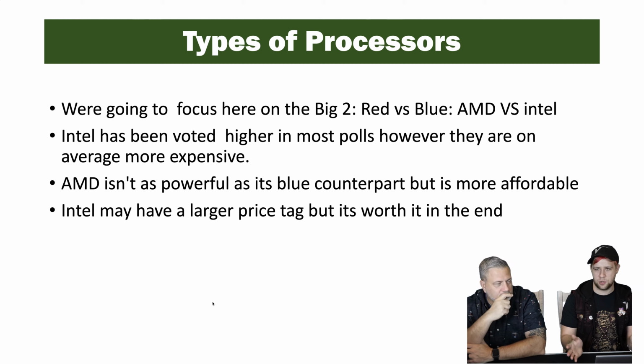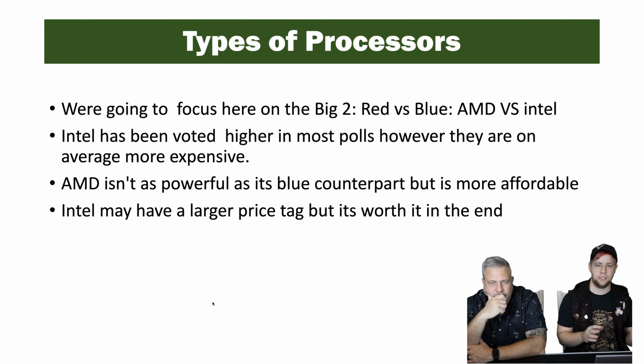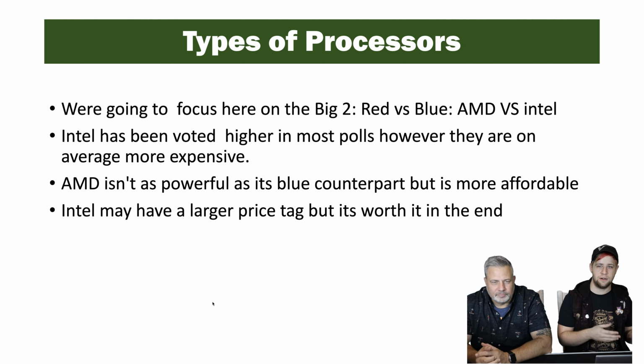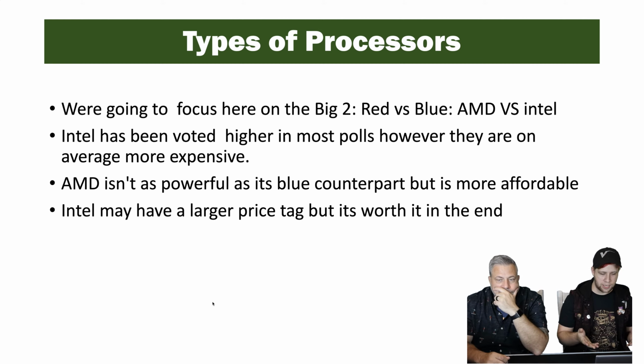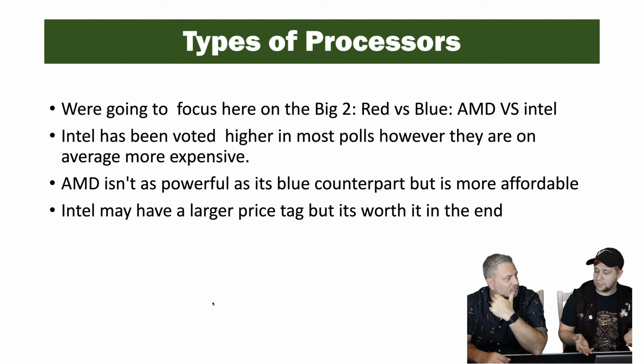You have all, I'm sure, seen an Intel sticker on your laptop or on somebody's car, anywhere. They are a little bit more expensive, but you get a lot out of the value. Intel has been voted higher in polls. However, on average, they are more expensive. We were looking at it, and the average Intel i9 is roughly $1,200. They're top of the line. Apple uses them.